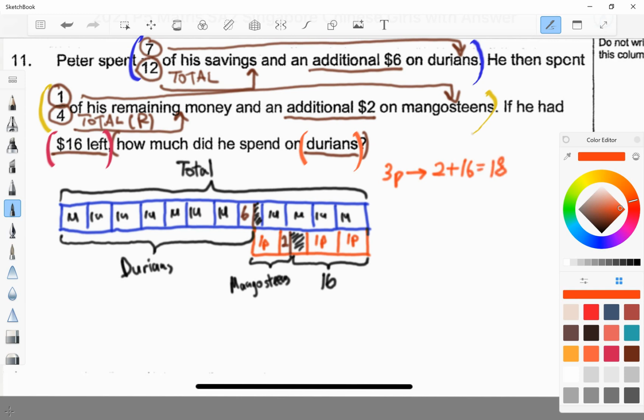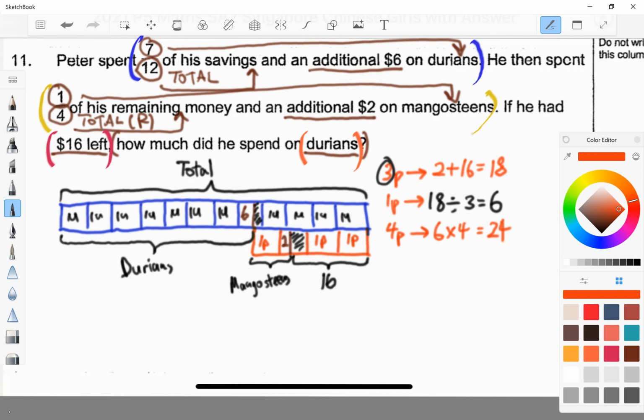So if 3 parts leads us to 18, what about 1 part? 1 part has got to be 18 divided by 3. And that will lead us to a very nice number called 6. Then I need to find the rest of the remainder, which is none other than 4 parts. So for 4 parts, it will be 6 times 4, 24.